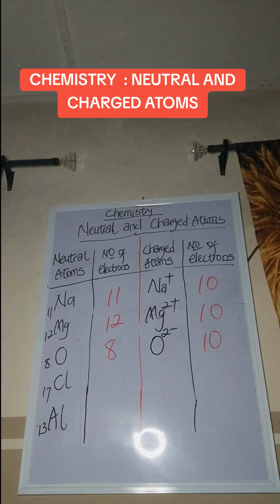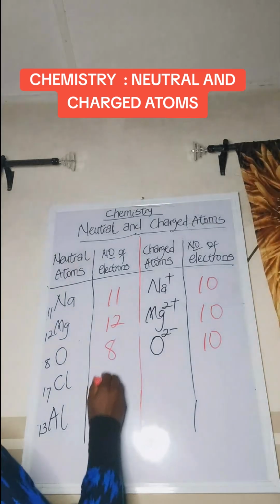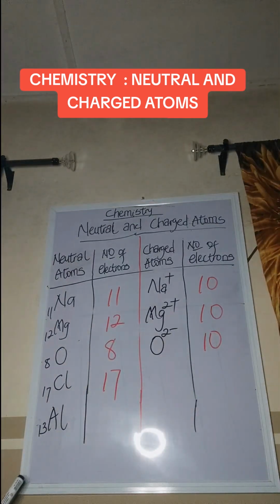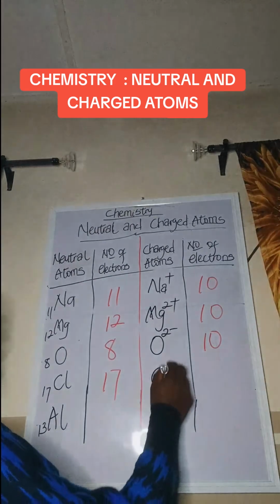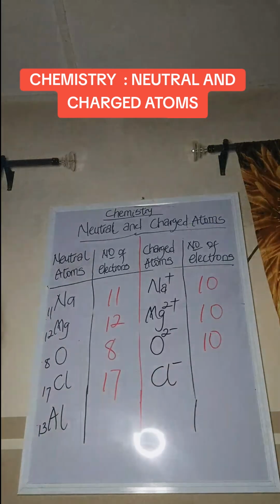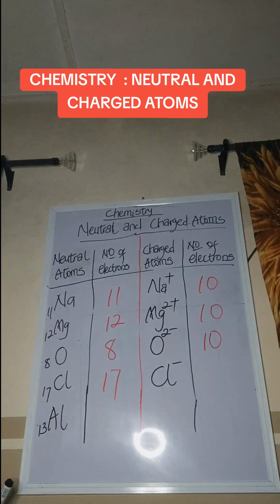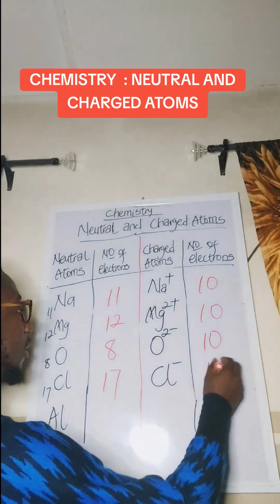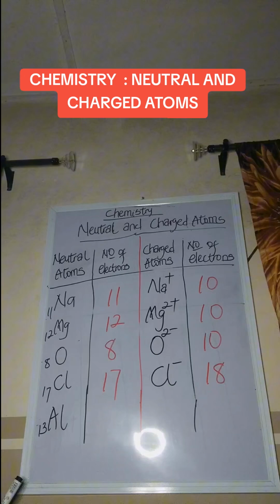Then we have chlorine. So chlorine has atomic number of what? 17. It implies that the number of electrons equals 17, right? So we have 17. So whenever chlorine is charged, it forms what? Chloride ion, meaning that it accepted 1 electron. So if it accepts 1 electron, the number of electrons now becomes 18, right?